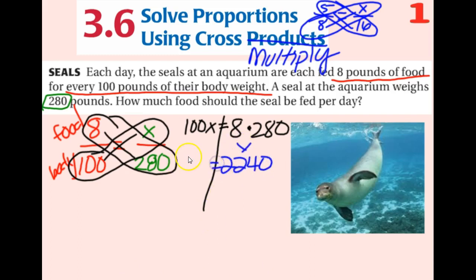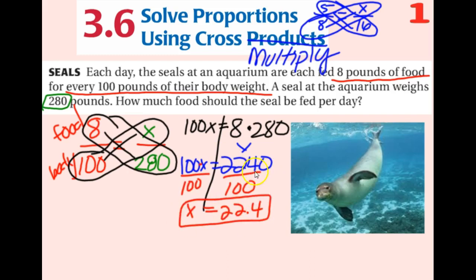2,240 equal to 100x. So now I know this is multiplied, so the opposite is divide by 100. And we should get 22.4. Dividing by 100 was moving the decimal 2 spots. So we solve for the top, which is 22.4 pounds, LBS is short for pounds, of food.